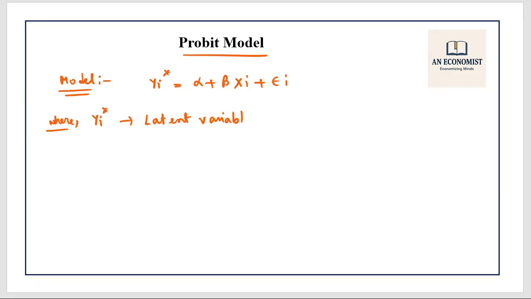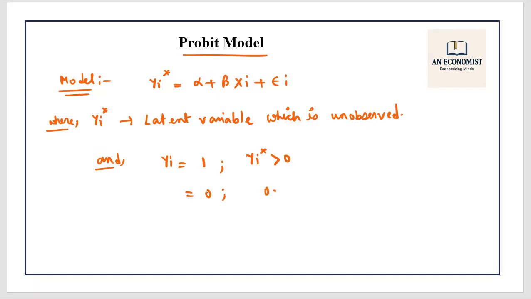You can consider this to be an unobserved variable. Latent variable means which is basically unobserved. So you have a model like this, and the original dependent variable takes the value 1 when this yi star is strictly greater than 0, and it takes the value 0 otherwise. So again, the dependent variable is binary in nature, and we have a latent variable which is actually unobserved, which we are using for our approach.